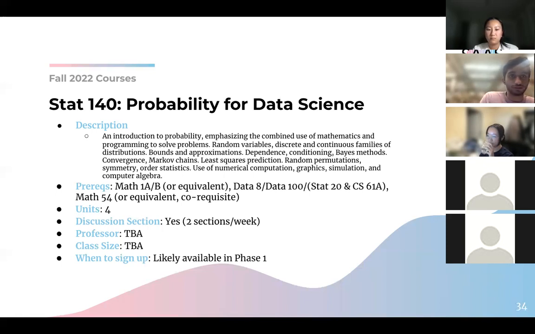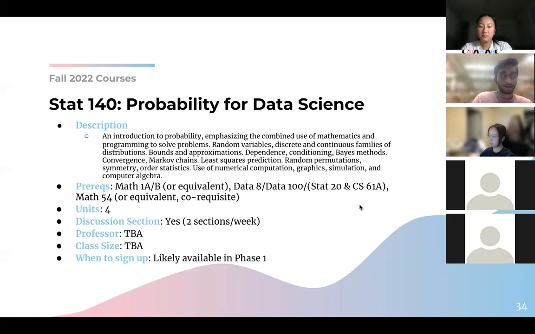The main difference between this and Stat 134 is Data 140 has a very strong coding component to the class. So like Stat 134, you'll still be going over the same probability concepts such as random variables, discrete and continuous families, bounds and approximations, dependence, conditioning, Bayesian methods, all of that you'll still see in Data 140, except when you do problem sets with Data 140, you'll have some sort of coding component along with that.